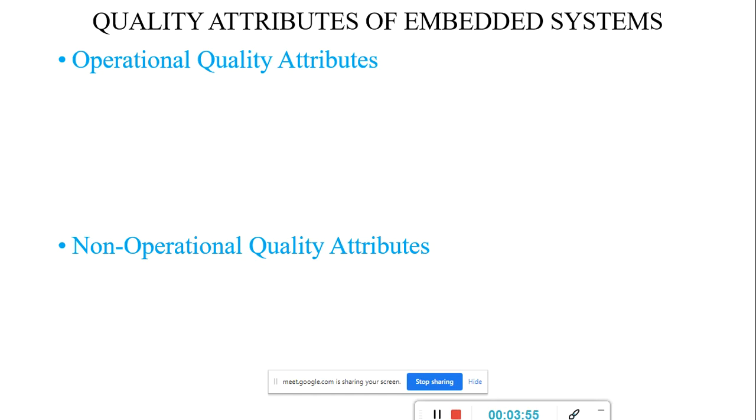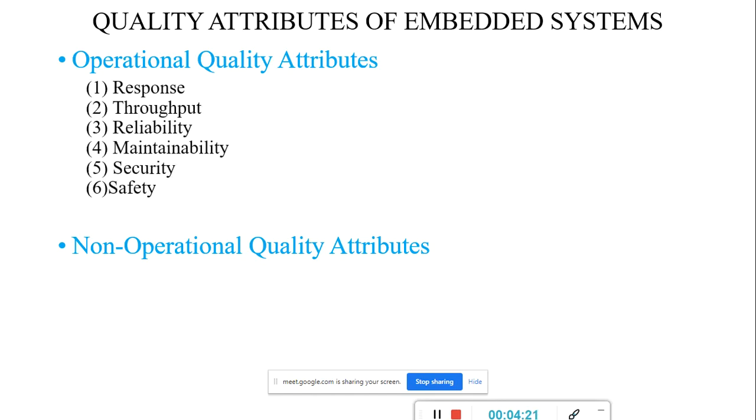These are the important attributes that we are going to deal with in today's class. Once again, the quality attributes are nothing but the characteristics, gunalakshanagalu, of the quality, gunamattada gunalakshanagalu. When it comes to operational attributes, the system response is one of the quality attributes.